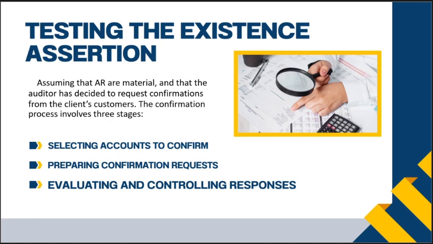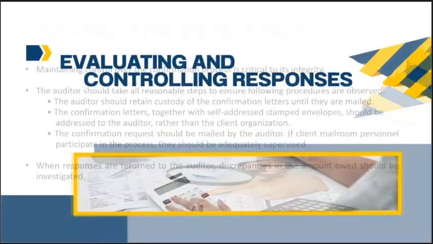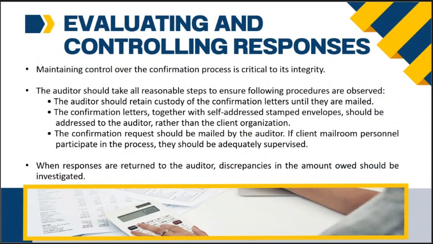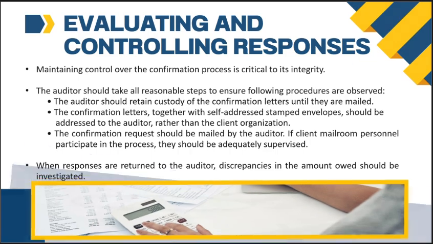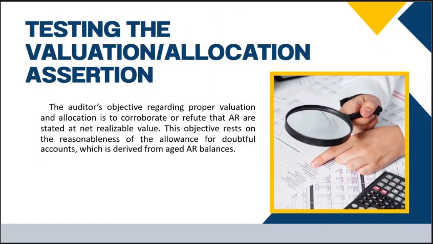The last substantive test for the revenue cycle is testing the valuation or allocation assertion. The auditor's objective is to ensure that AR are stated at net realizable value. To achieve this objective, the auditor needs to review the AR aging process to determine that the allowance for doubtful accounts is adequate. Next slide.